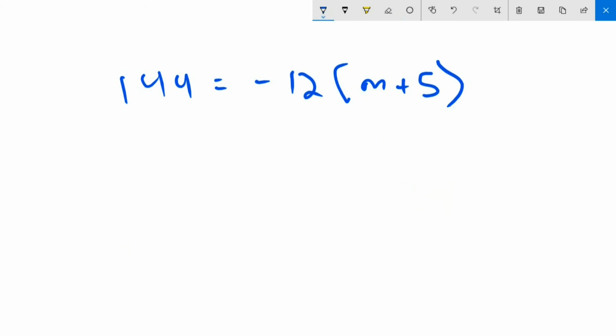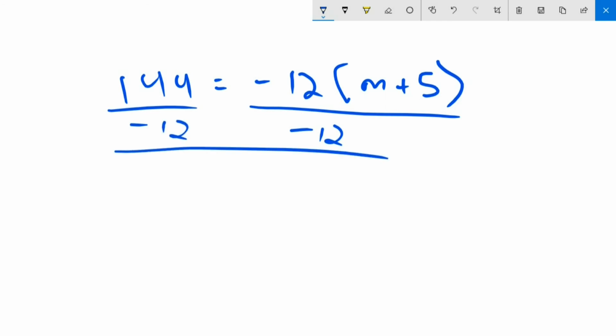Okay, so what if we didn't distribute? What else could we do? What if, guys, we just divided? Remember, this whole side's getting multiplied by negative 12 because it's outside the parentheses. What if we just divided by negative 12 like that? Well, what's 144 divided by negative 12? That would be negative 12. And then we're left with m plus 5.